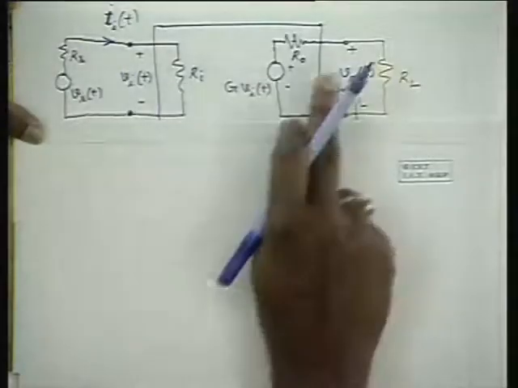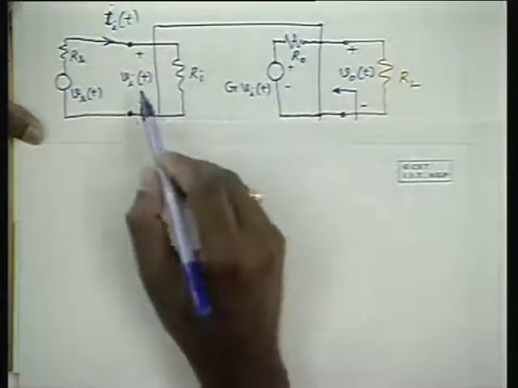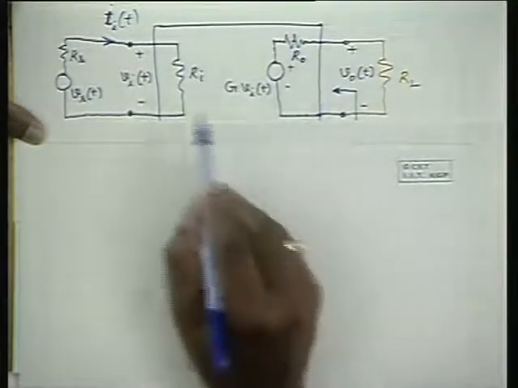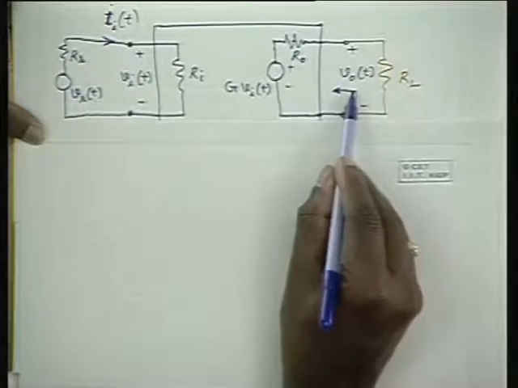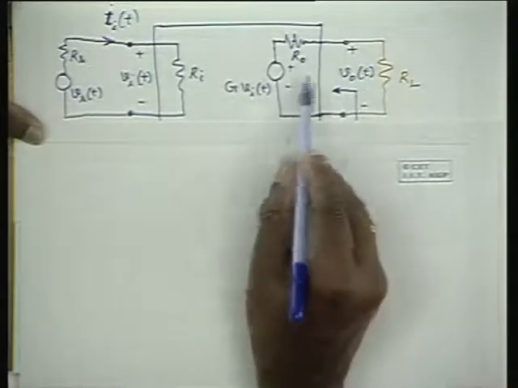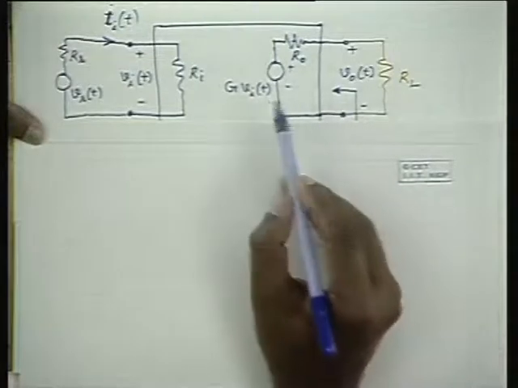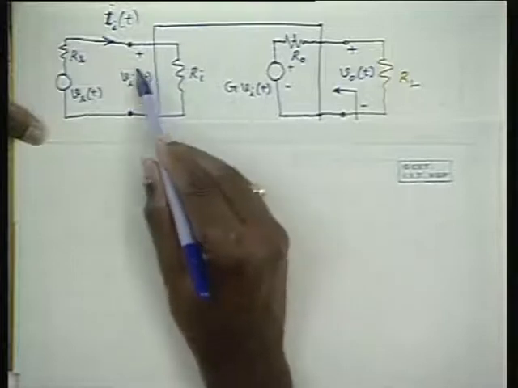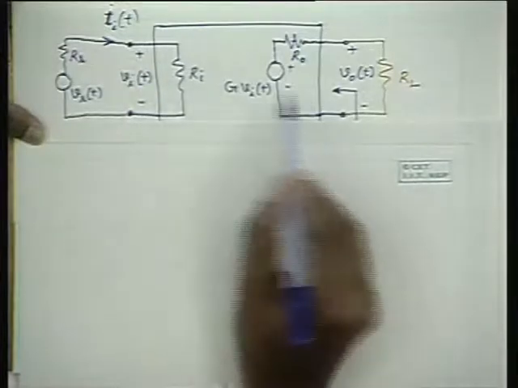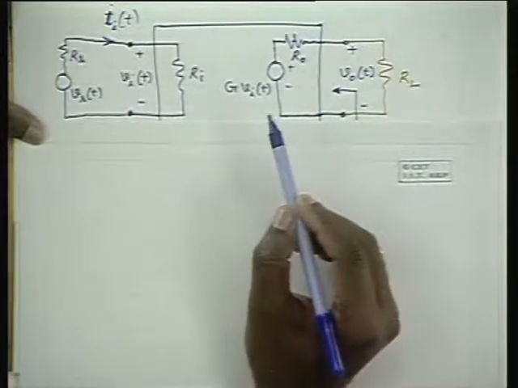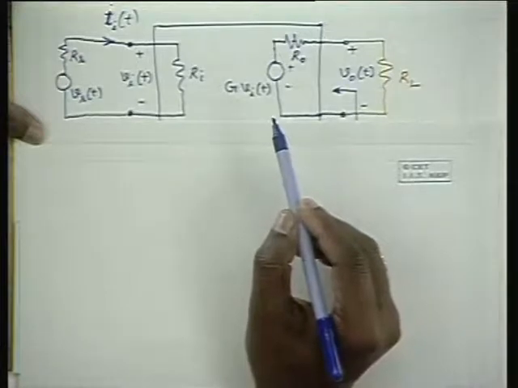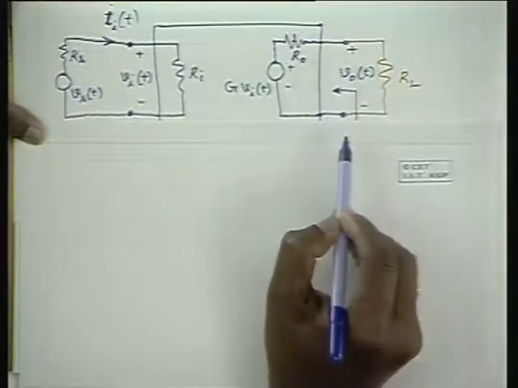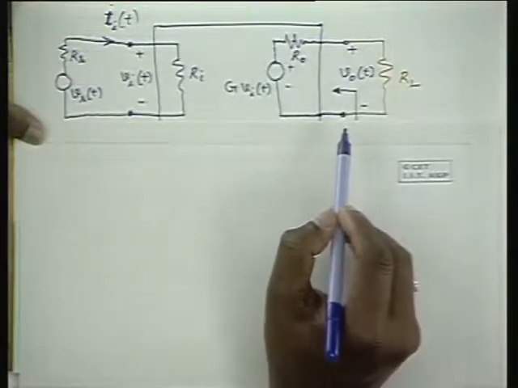Now, under open circuit conditions, if VIT is the input voltage, when the output is open circuited, what is the voltage gain we will get? When the output is open circuited, the output voltage V naught is equal to GVIT. Input voltage is VIT, therefore the amplifier acts like an amplifier with gain equal to G, when you consider the input voltage and output of the amplifier under open circuit.